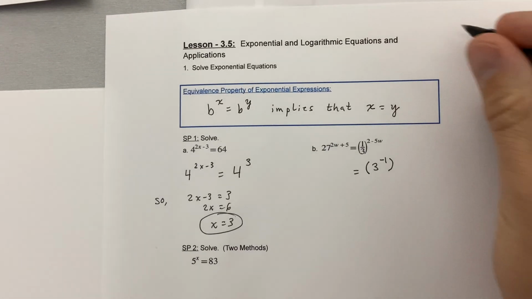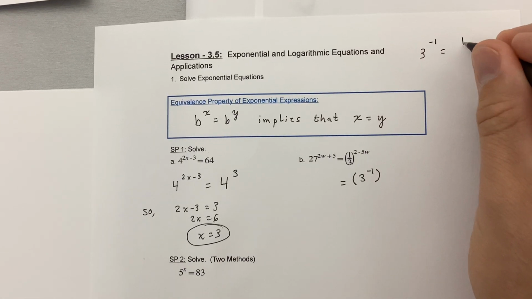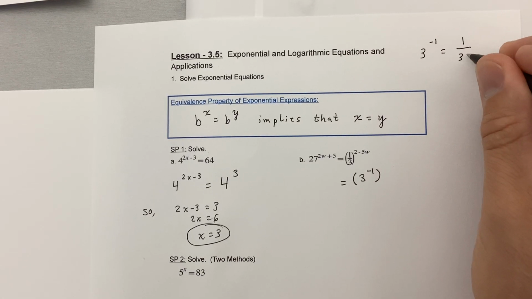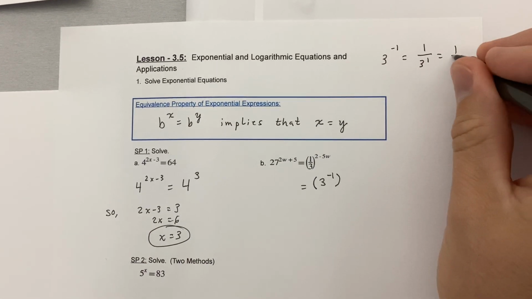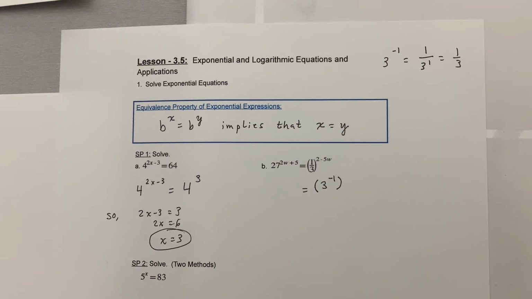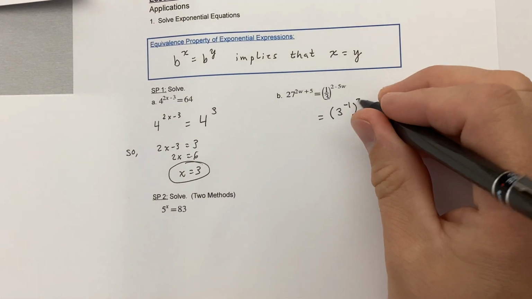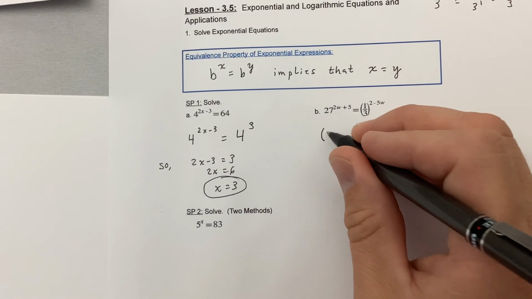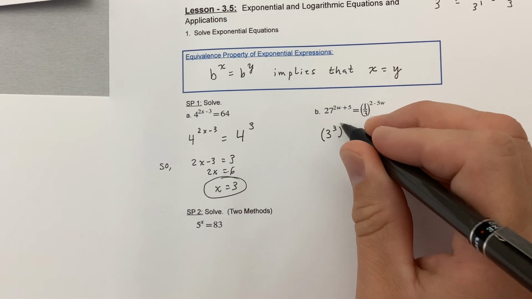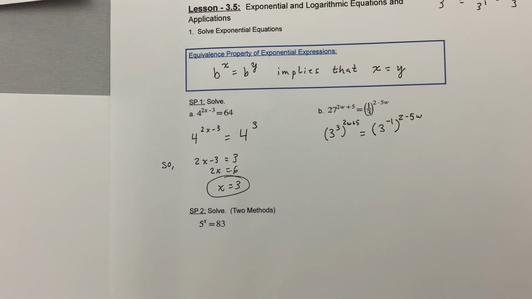We're not used to going that way, but recall 3 to the negative 1, the negative exponent rule. We can get rid of it by bumping it down below. So anytime you've got the reciprocal, it's a negative 1 rule. This 2 minus 5y can just stay up on top. You know, this 27 can be rewritten as 3 cubed.